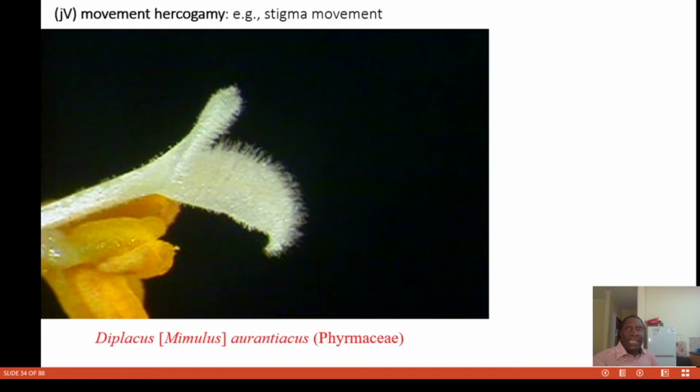Then we have the movement achogamy, stigma movement. You see, it's like chasing the chicken who is running away, cockerel chasing the chicken running away. You get the stigma movement away from the anthers. And this occurs in this species here, the Pharmacia.